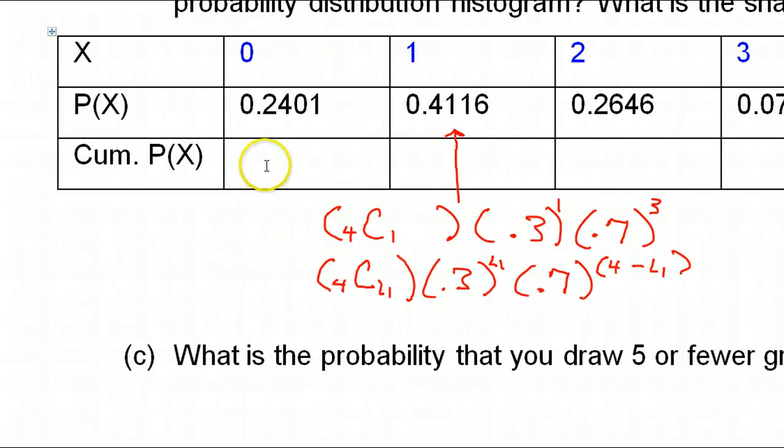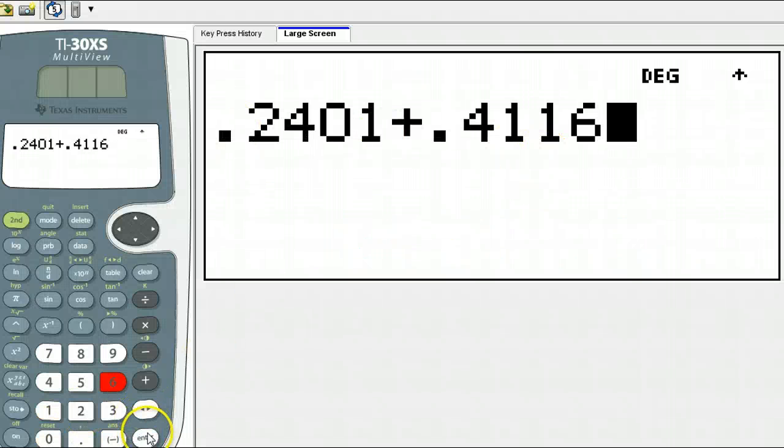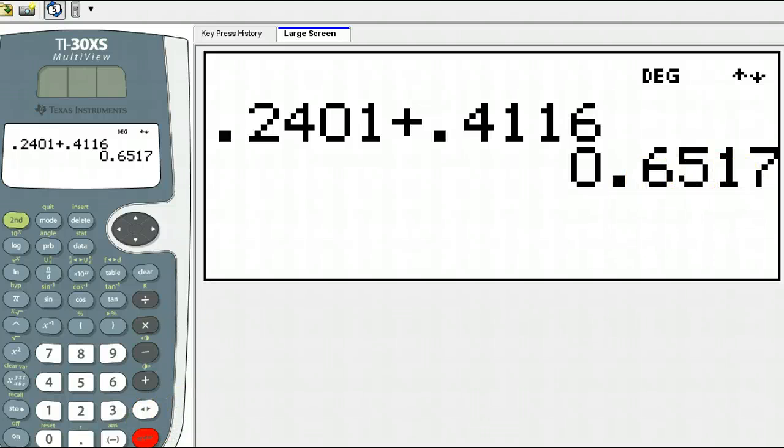Now, cumulative probability is really simple. It's just going to be the sum of all the probabilities so far. So when you first start off, it's just going to be the one right above it: 0.2401. Now, when I get to this position, it's got to be the one above it plus the one before it. It's the sum of all the probabilities so far. So if I add these two up, I'm getting 0.6517.